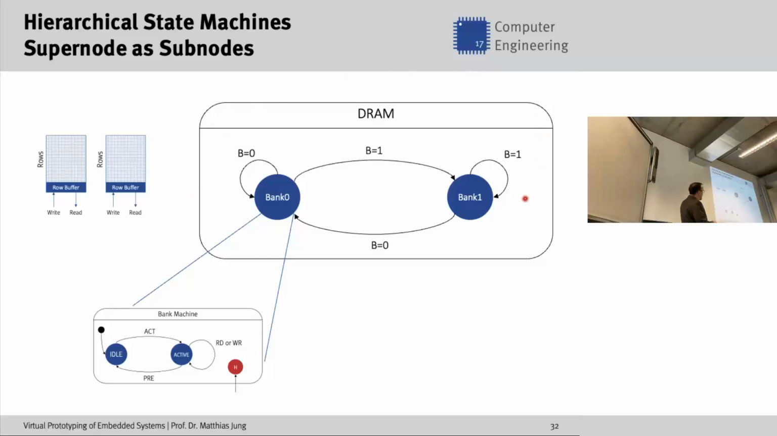So we have here the overall state machine. So when I would talk to bank 0, then I go into this state. If I want bank 1, then I go to that state. And these states are then hierarchically composed of this smaller state machine, and there we have the history node, where we remember, is this bank now active or is it not active?